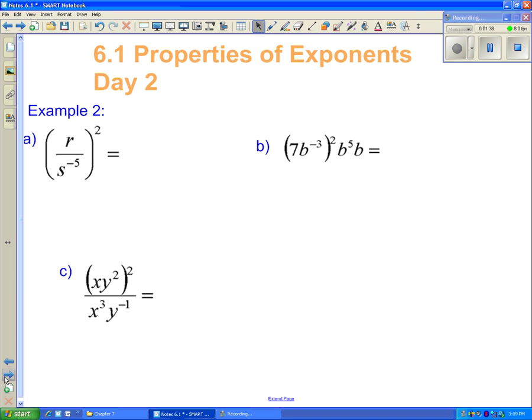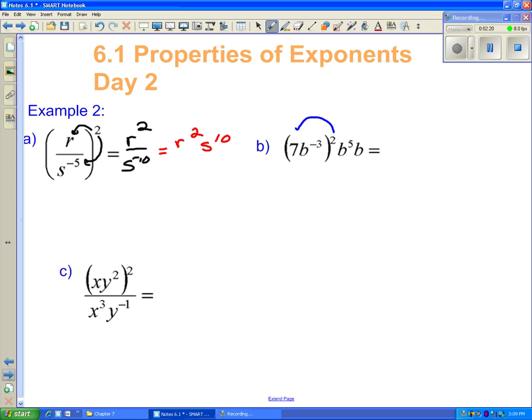Let's look at another example. So let's look at number 2. Number 2a says r over s to the negative 5, squared. Distribute that squared. This is r squared over s to the negative 10. I can't have a negative in my denominator, so this is r squared s to the 10th. If it's in the numerator, the negative tells me to put it in the denominator, the bottom. If it's in the denominator, the bottom, the negative tells me to put it in the numerator, the top, to switch places.